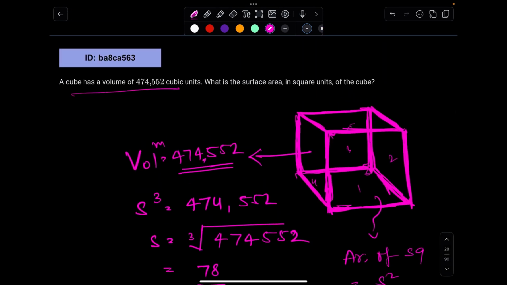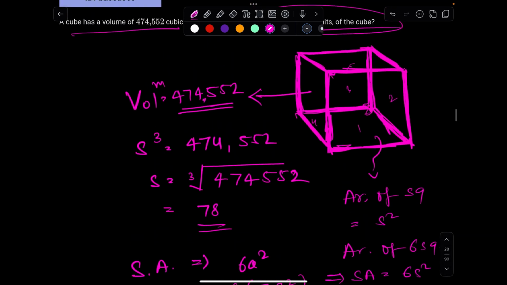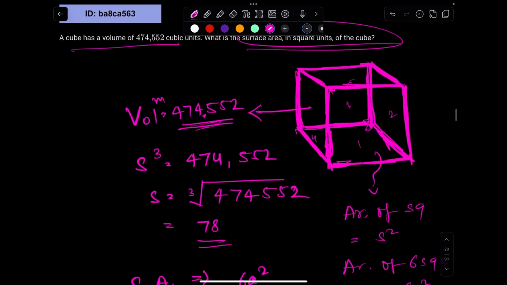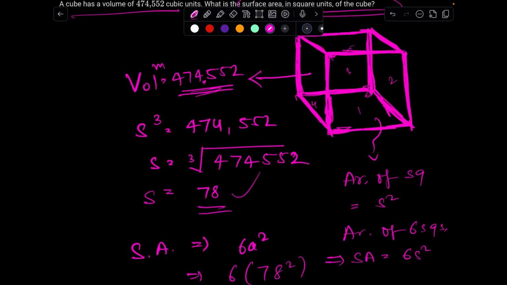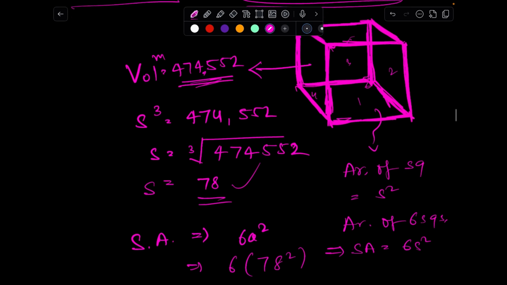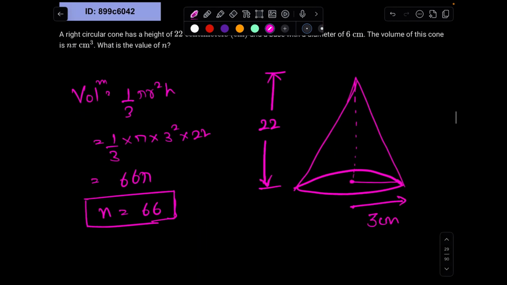Okay, so we're given a cube. We need to find the surface area. The volume of this cube is this. We take the cube root to get 78, the length of the side of each square forming the cube. Now 6 squares form a cube, so the area of all of these squares is going to be 6s square. This is equal to the surface area. So 6s square is 6 times 78 square, which is 36504 as your answer.